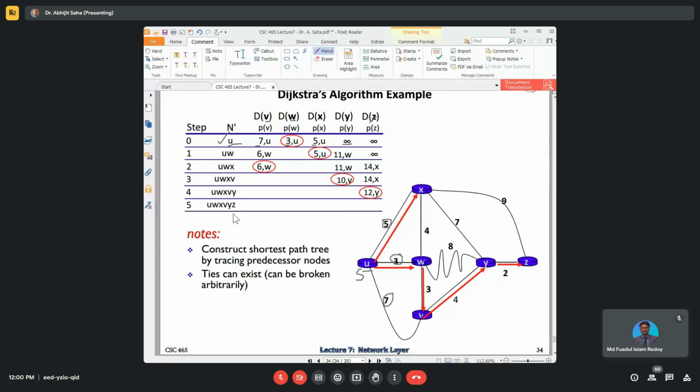Then the next node is my z. Can I go u to z directly? No. It is also not a direct neighbor. I do not have a direct link. So that means it is also unknown.